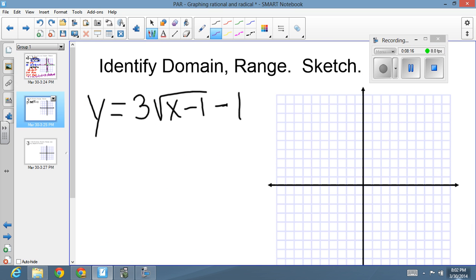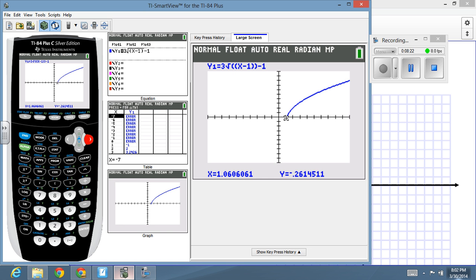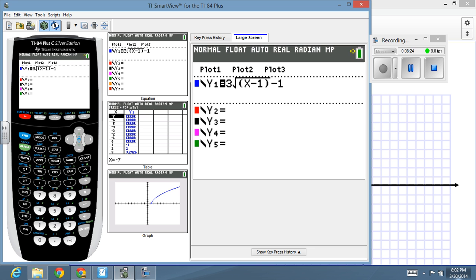Okay, my next problem looks like this. I went ahead and I put this in the calculator. If you need to pause, take a minute to do so, you can. As you put it in, just make sure that you have a -1 that is under the radical, and then you have a -1 that is outside of the radical. Okay, and you make sure of that by using parentheses. So you have 3 times all that.